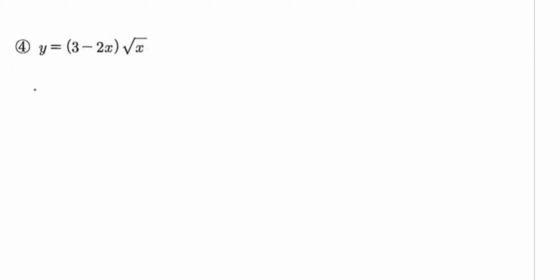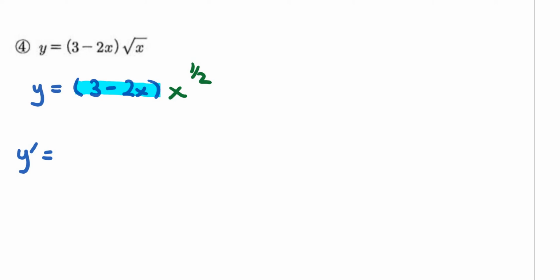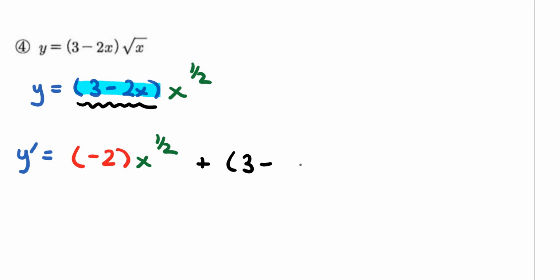And for question number 4, let's rewrite this as 3 minus 2x times x to the power of 1/2. All right, now let's go ahead and find the derivative. And using the power rule, I need to take the derivative of the first term. So the derivative of that is going to be negative 2 times the second term, which is x to the power of 1/2, plus the first term. The first term is just 3 minus 2x.